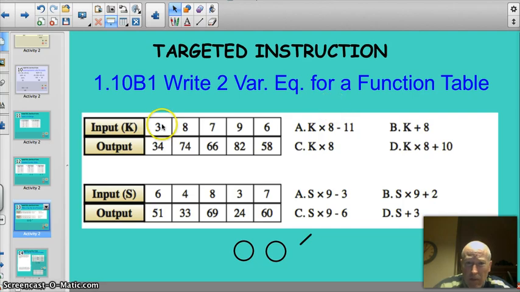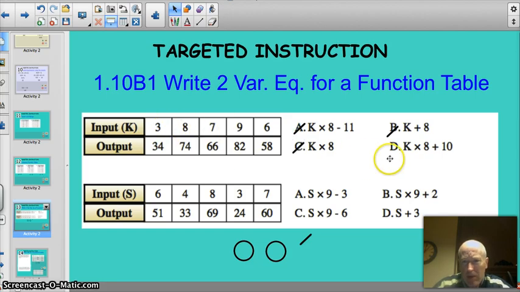So let's try. We'll pop in 3 into A and see if it works. If I put 3 in, that'd be 3 times 8, which is 24, and I take away 11. There's no way that is 34, so I can cross that answer out. B, if I pop the 3 in, it'd be 3 plus 8. That ain't even close to 34, so I can cross that one out. And this one here, if I put the 3 in, 3 times 8, that's 24, not 34, so it can't be this one.